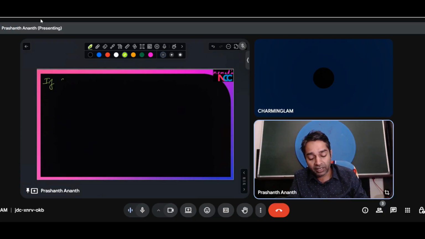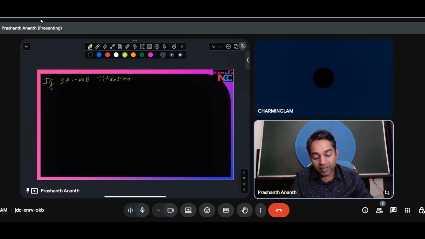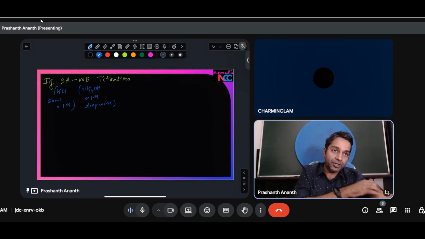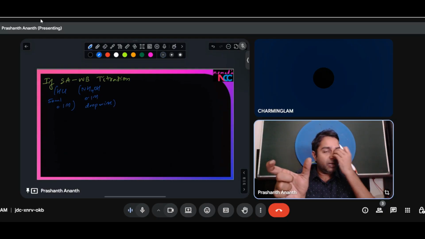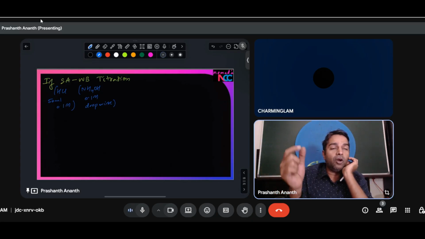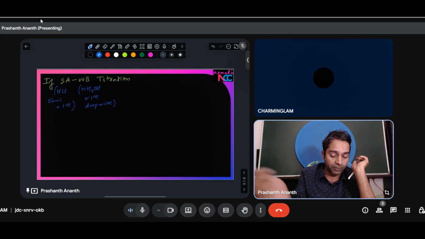So we are looking at a strong acid, weak base titration. Let's take examples here. I'm going to be looking at HCl and ammonium hydroxide. So let's say 50 ml of 0.1 molar HCl, and I'm going to be adding 0.1 molar ammonium hydroxide dropwise. So if I'm doing this titration, what does that mean? I'm going to have HCl in a beaker, and I'm going to be adding ammonium hydroxide to it drop by drop slowly.